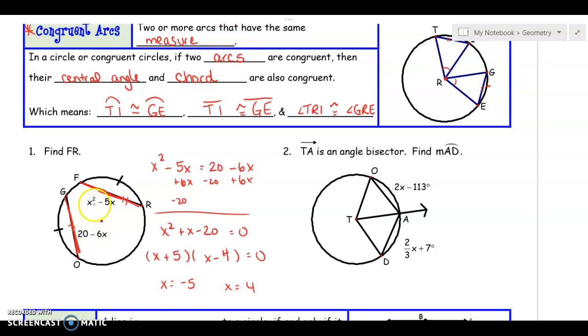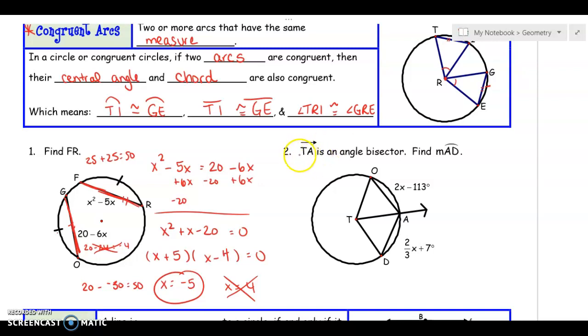Remember, if you plug it in and it makes something negative, like a segment or an angle negative, that's a big no-no. When you plug in 4, you're going to get 20 minus 24, which means that this would be negative 4. That doesn't work. If you plug in negative 5, it will work. You would get 20 minus negative 30, which is 50, and you would get 25 plus 25, which is 50. So the only one that actually ends up working is the negative 5.